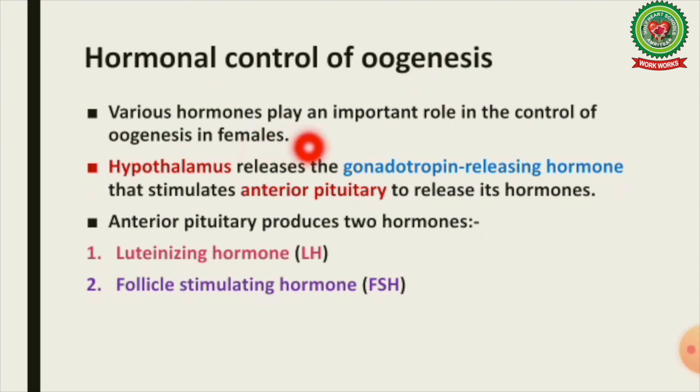Various hormones play an important role in the control of oogenesis in females. Hypothalamus releases gonadotropin releasing hormones that stimulate the anterior pituitary to release its hormones. Anterior pituitary produces two hormones. First one, luteinizing hormone LH, and second, follicle stimulating hormone FSH.